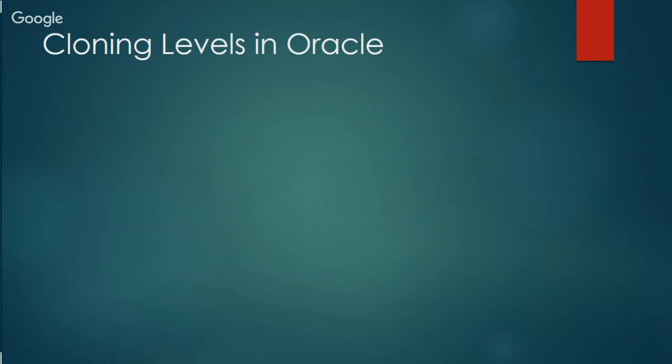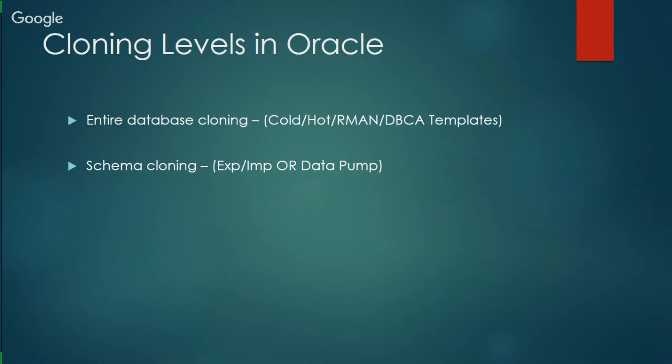Let us look at those cloning levels in Oracle. The first one is entire database cloning. We can perform the entire cloning. Like you can use cold backups, you can use hot backups, you can use RMAN, and you can also use DBCA templates. Perfect. These are only cloning levels, and over here I am specifying the cloning technologies or the tools that you can use to perform the clone, right? Next, we have schema cloning. Let's take testing team only wants to work on Scott schema. So we won't really bother about cloning the entire database. We would do a schema export and import, or we could use data pump, right?